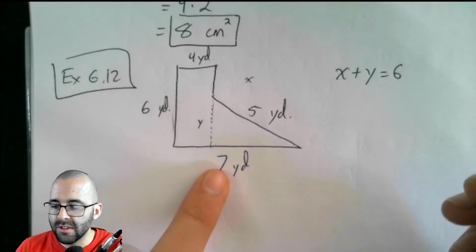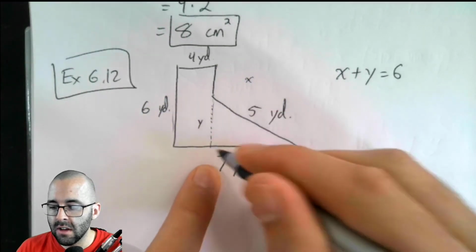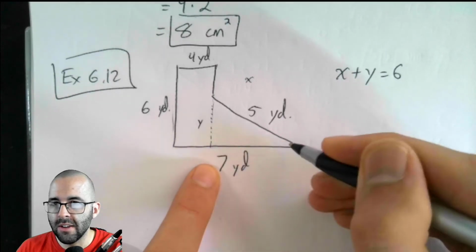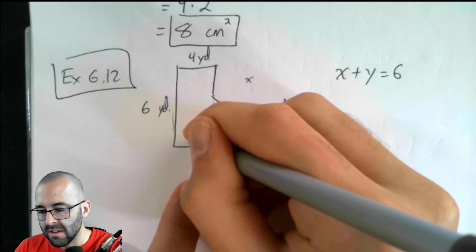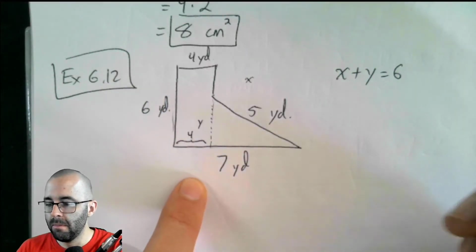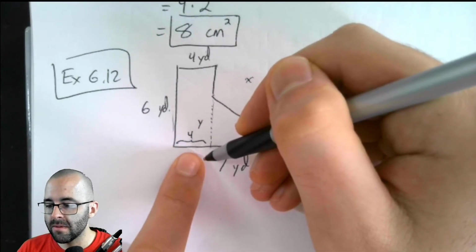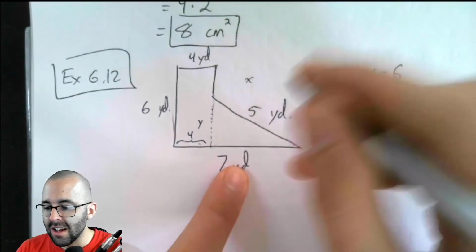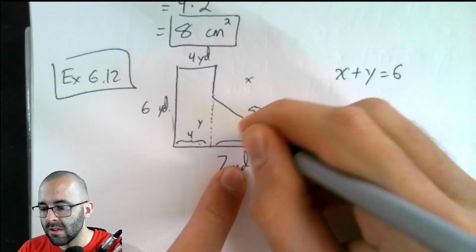So let's look at this triangle now. The triangle has y, has 5. We don't know the base of the triangle either, but the base of the triangle we can figure out, right? Because this right here is 4 yards, because it's a rectangle. It's the same 4 on the bottom, 4 on the top. So actually we do know the bottom of the triangle is 3 yards.